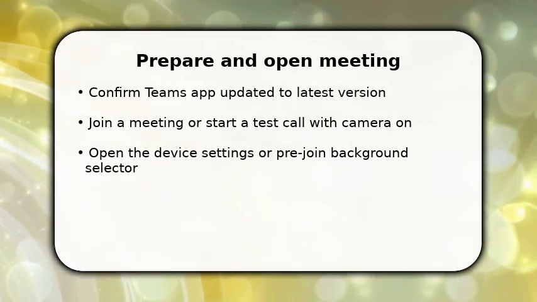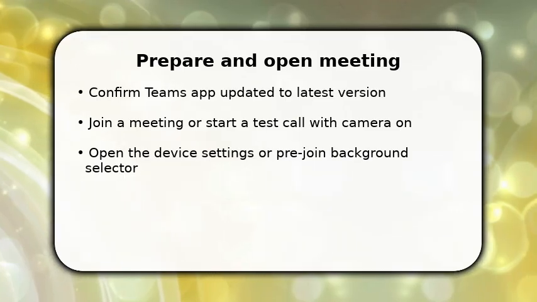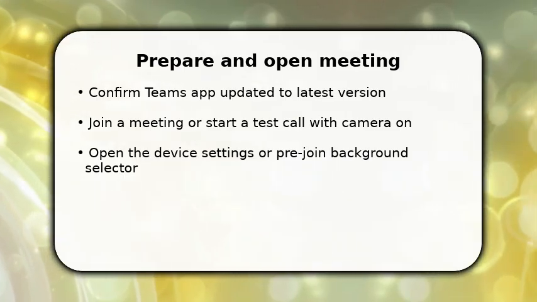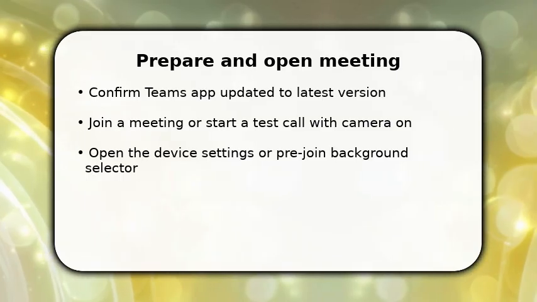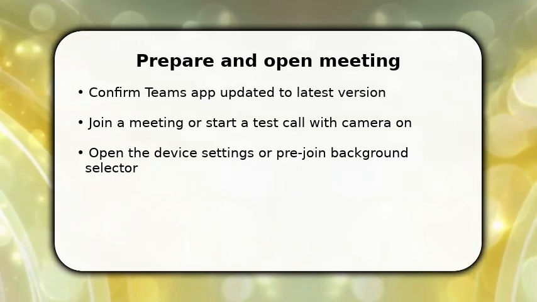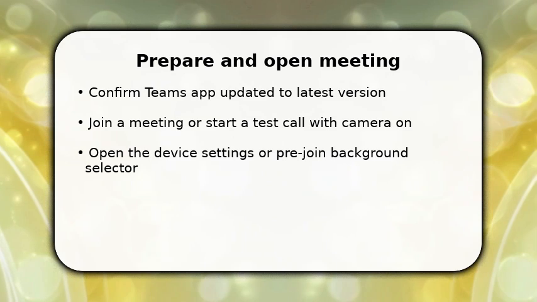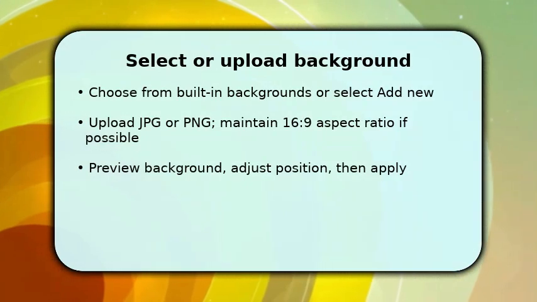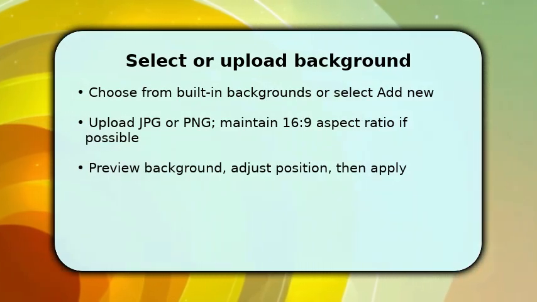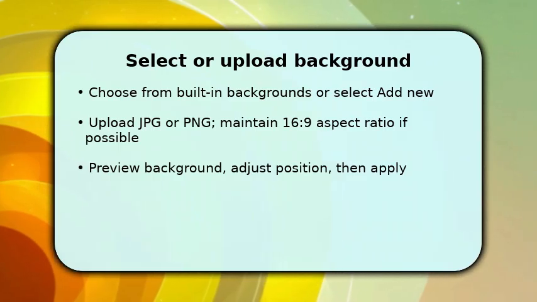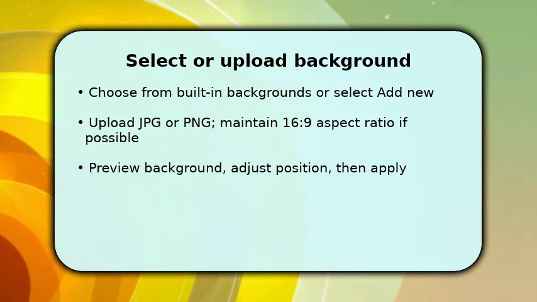Make sure your lighting and camera framing are how you want them, because virtual backgrounds read lighting. Now move to selecting or uploading a background image for the next step. You'll pick a background or upload a custom image. Click Add New to bring your own file. Once uploaded, select it and use Preview to see how it interacts with your clothing and hair.